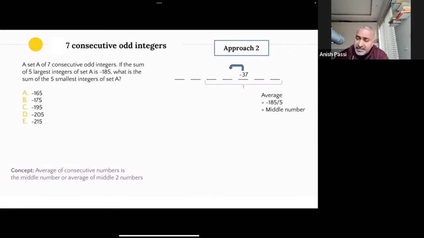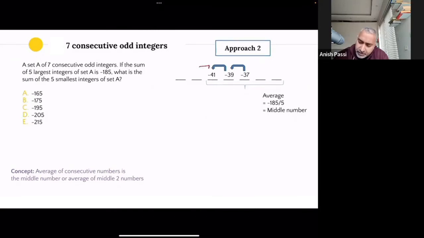From negative 37, I'll go to negative 39. From negative 39, I'll go to negative 41. Now, I can do 2 things here. I can continue this way. From negative 41, I go to negative 43, then negative 45. And then 1, 2, 3, 4, 5. I could just add up these numbers and be done with things. I think that's absolutely fine. Right? So 43 plus 37, 80. 41 plus 39, 80. 80 plus 80, 160. Plus 45, 205, and a minus sign.